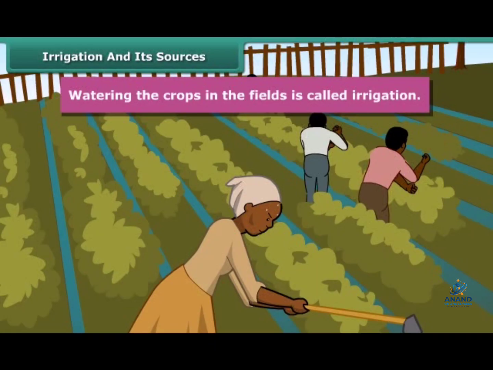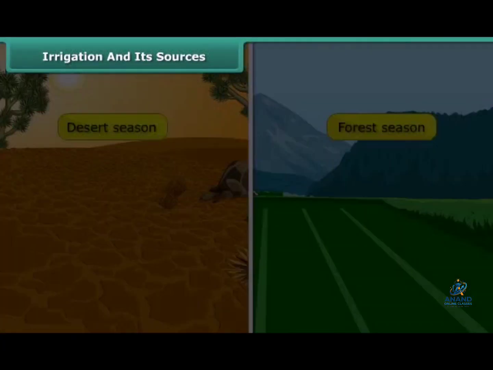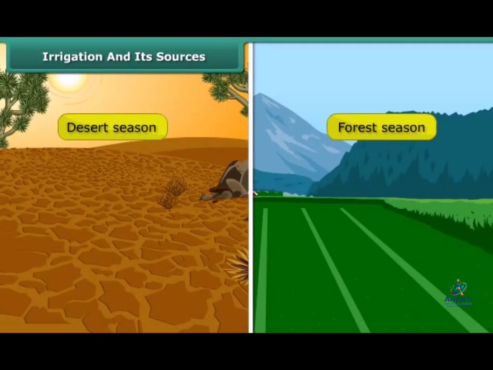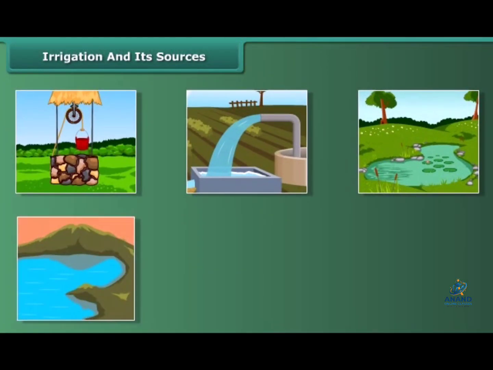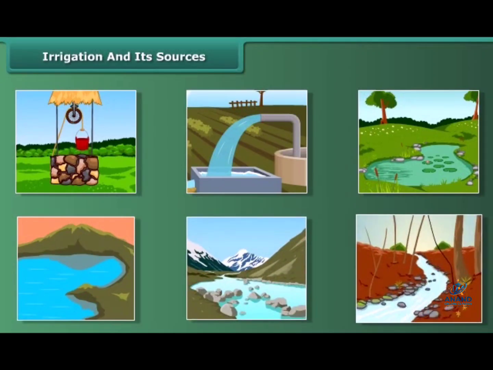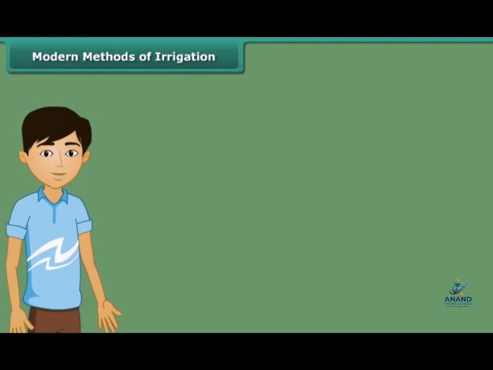The time and frequency of irrigation varies from soil to soil, crop to crop, and season to season. Now the question arises, what are the sources of irrigation? Wells, tube wells, ponds, lakes, rivers, dams, and canals are some of the main sources of irrigation water. Let us now know modern methods of irrigation.